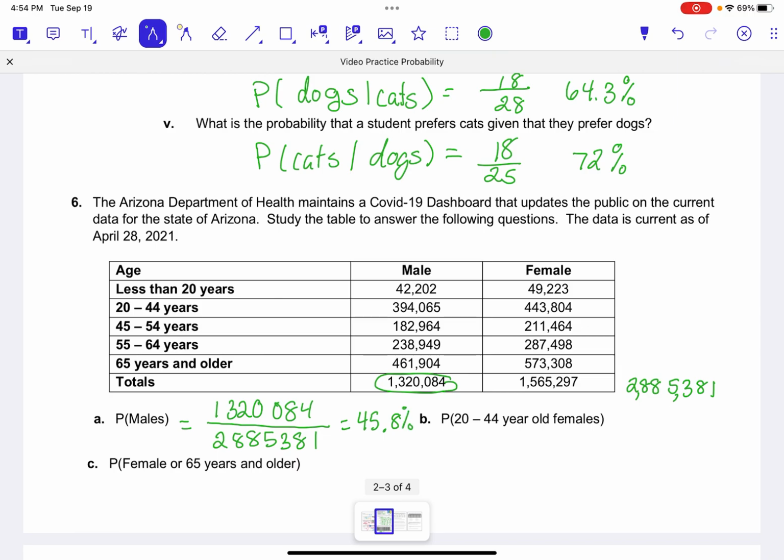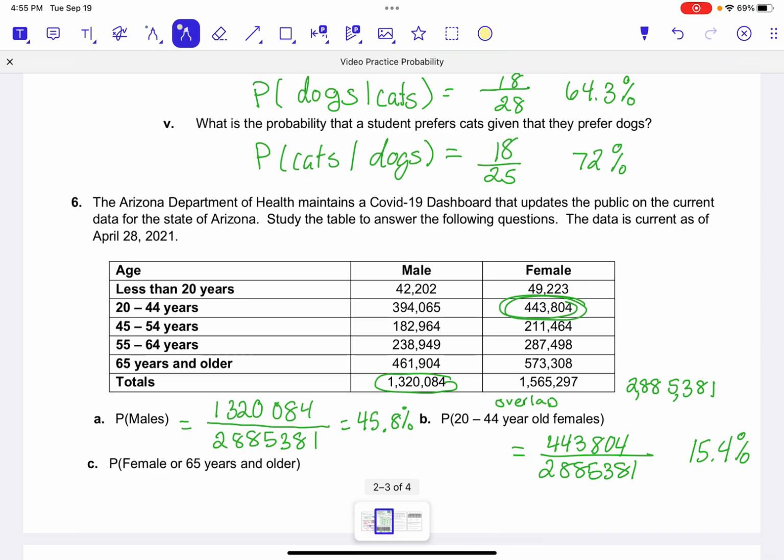Probability for B, 20 to 44-year-old female. So that's an and. That's an overlap probability. So 20 to 44-year-old and female would be this number right here. And so my probability would be 443,804 out of 2,885,381, which is about 15.4%.